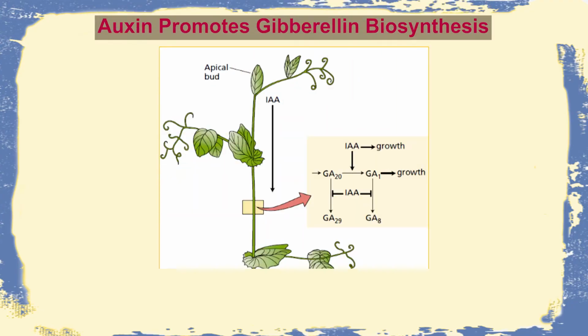So, auxin after synthesis in the apex is transported basipetally to the internode, where it promotes the biosynthesis of gibberellin and inhibits the degradation of gibberellin. Thereby, there is an increase in the gibberellin level in the internode, resulting in the growth of that region.